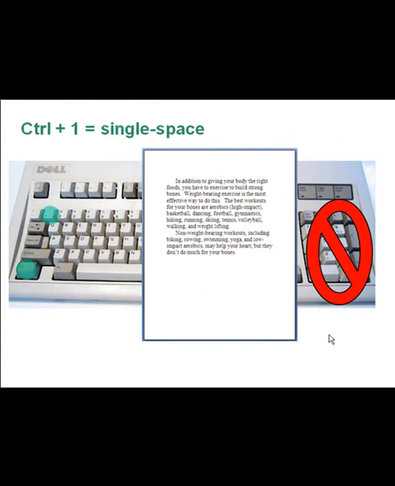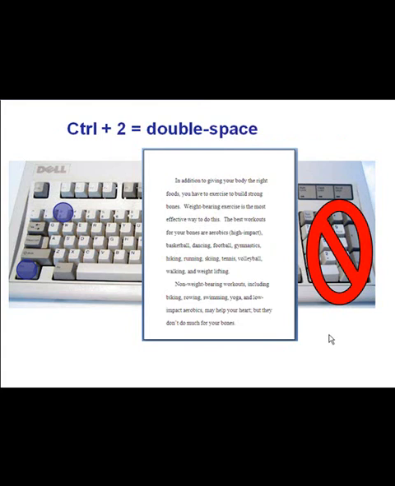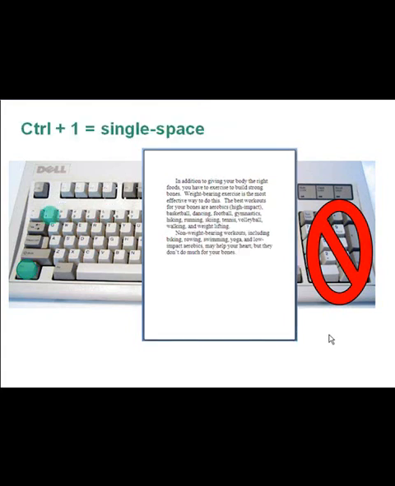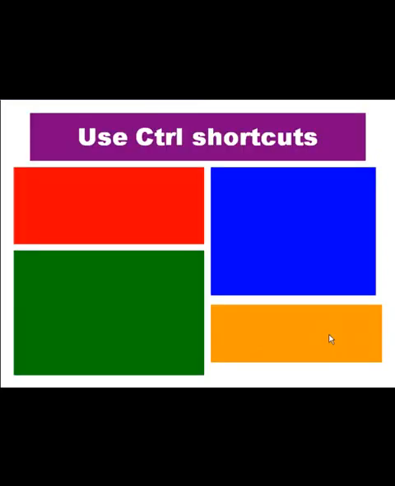Now if you wanted to do multiple paragraphs, you'd have to highlight multiple paragraphs. But if you wanted to do just one paragraph, you could just click in one paragraph and type control 2, control 5, or control 1 to change the line spacing. There are just a whole slew of control shortcut keys available to you.